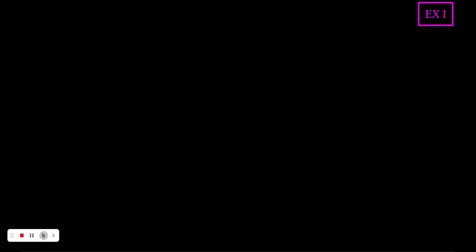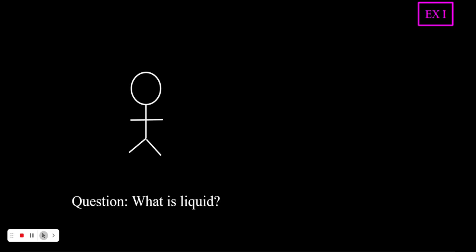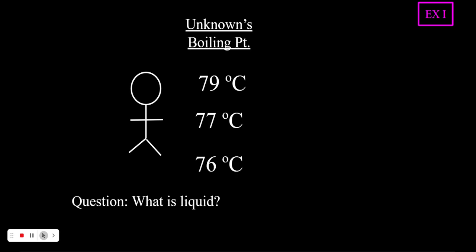So let's go over some examples. Okay, this person wants to know what the liquid is. They measure its boiling point. They do it 3 times. You can see all those numbers are around 78, 77.5.